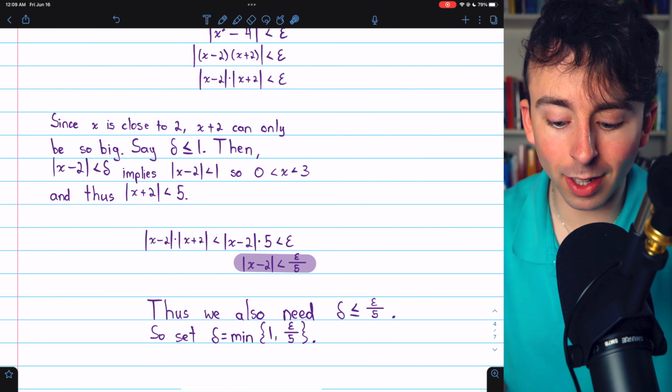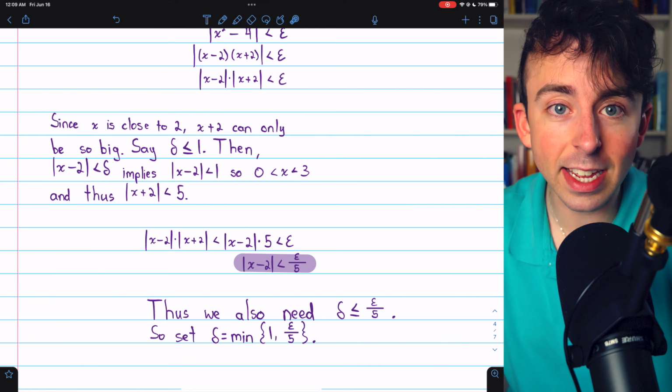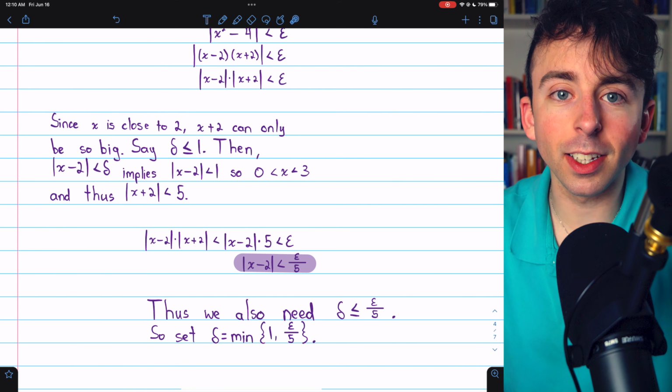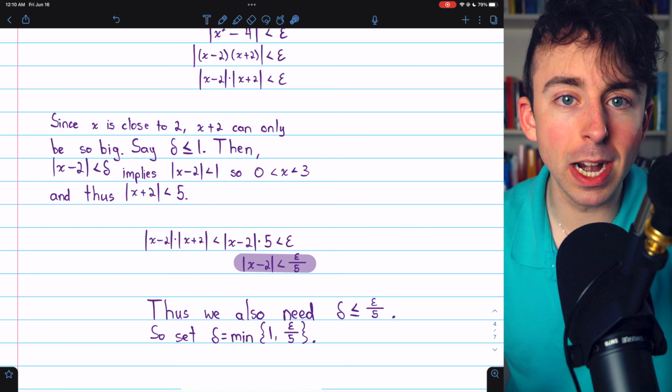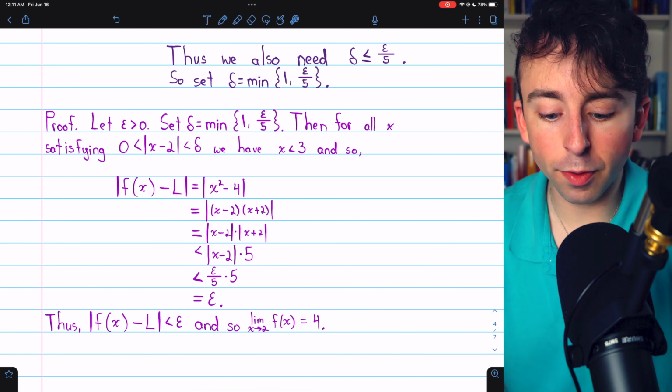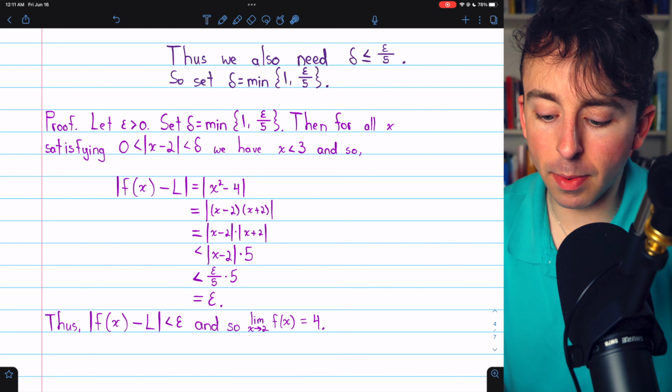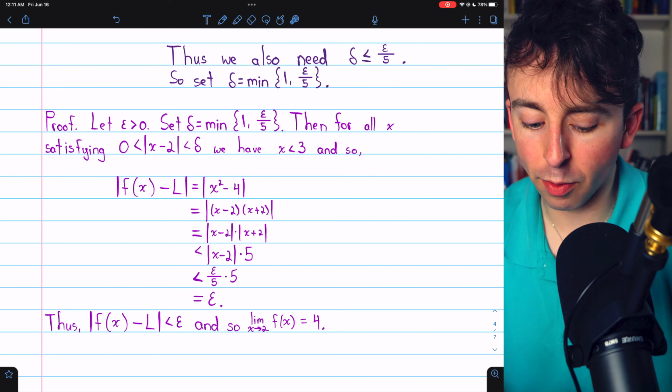Because whichever one is smallest, that's what delta is going to equal. This is pretty common, that we'll need to put multiple restrictions on delta, and we can do so with a minimum function. And now we can do the proof. Let epsilon be greater than 0, and set delta equal to the minimum of 1 and epsilon over 5.